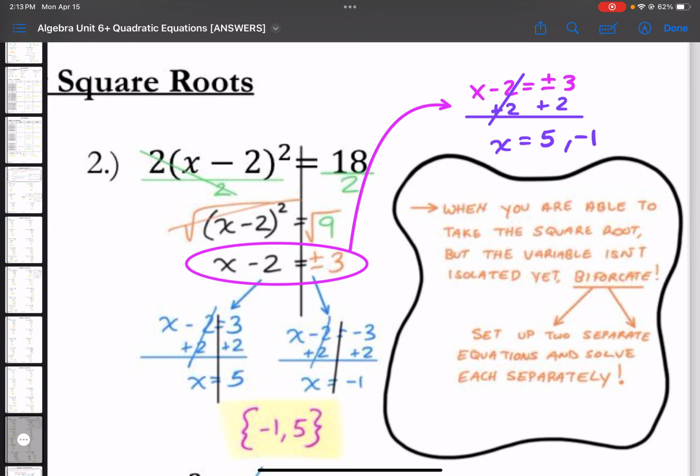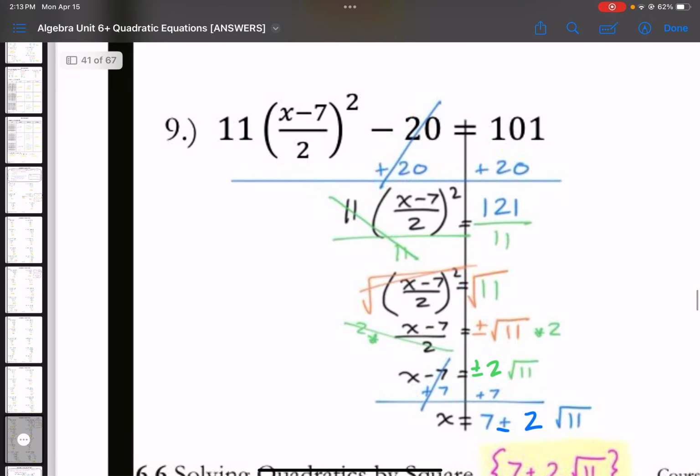When you are done, go ahead and try problem number 9 at the bottom. Pause the video. And now that you've tried problem number 9, let's see what our answer is.